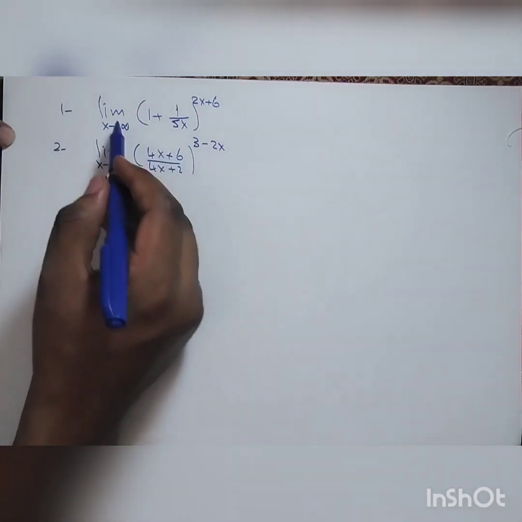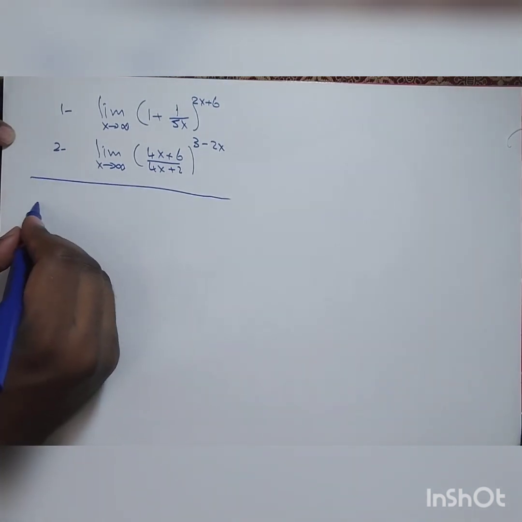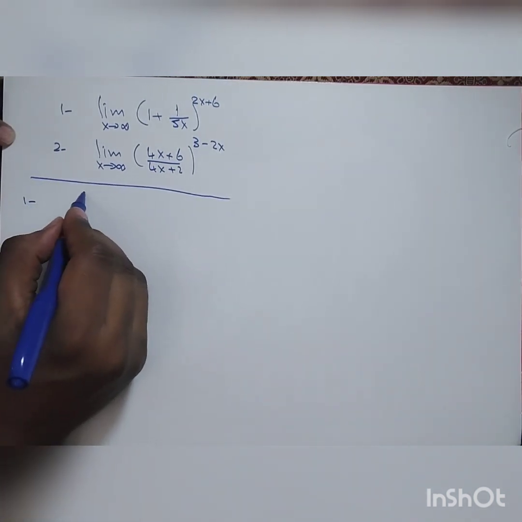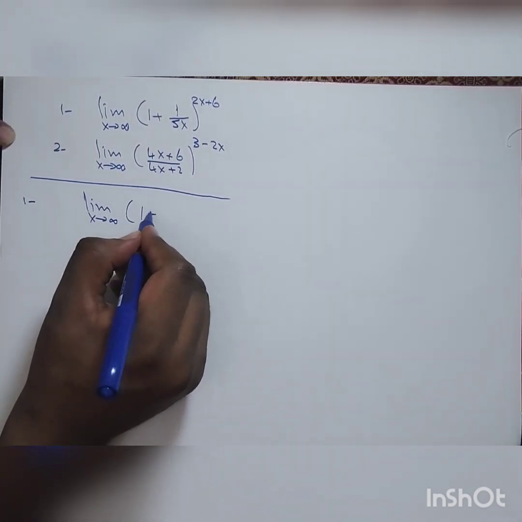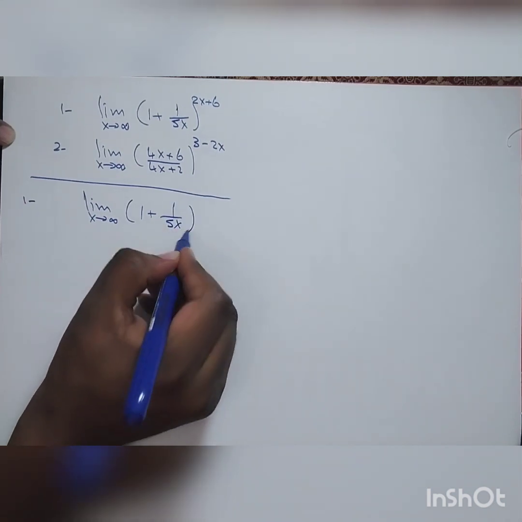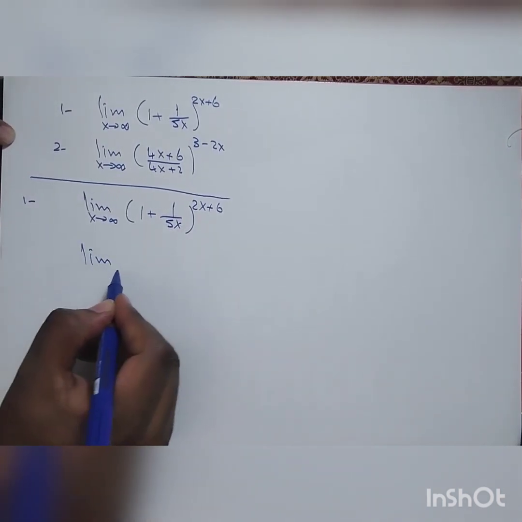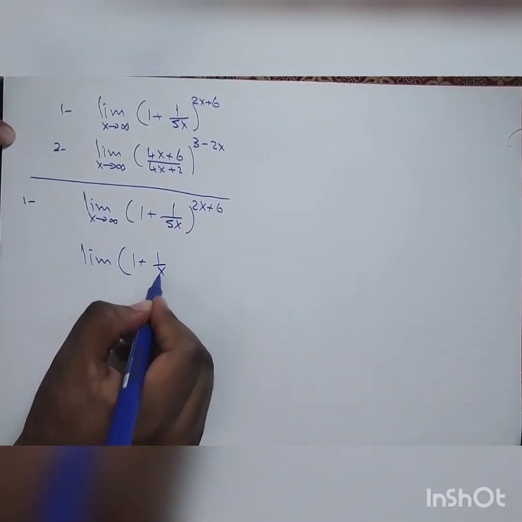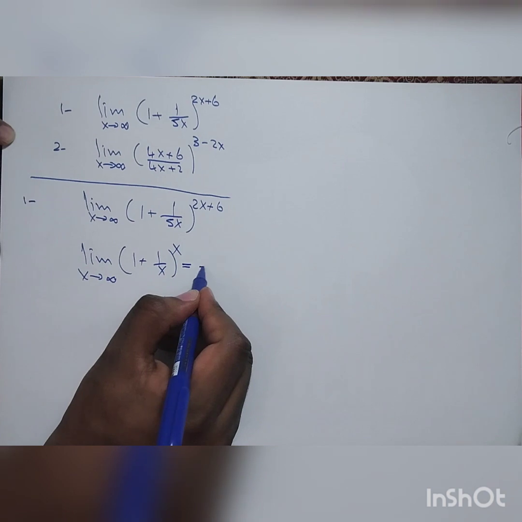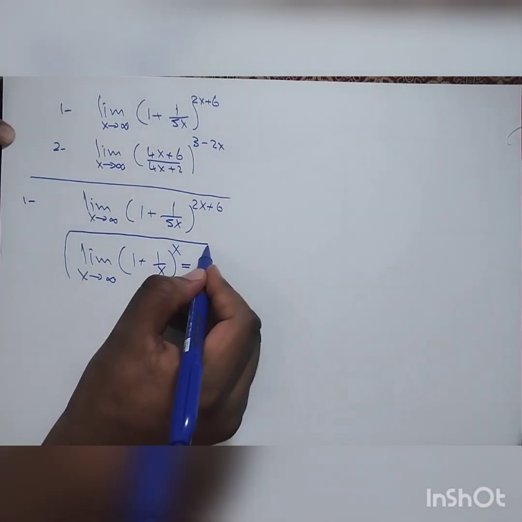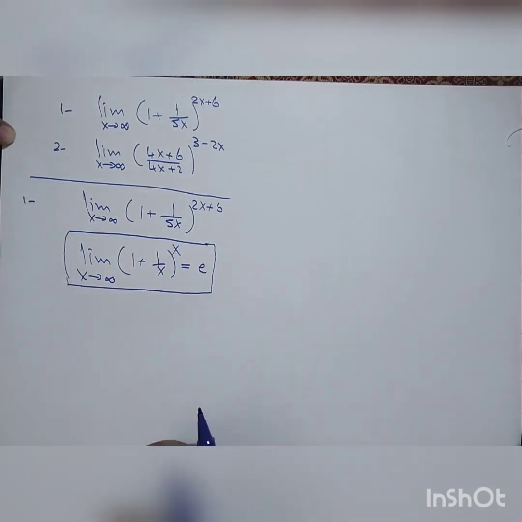In this video, we would like to find these two limits. So let us start with the first case. It says the limit as x approaches infinity of (1 + 1/(5x)) all to the power 2x + 6. We already know that the limit of (1 + 1/x)^x as x approaches infinity is the Euler number, which is e. So we would like to apply this in order to find our limit here.